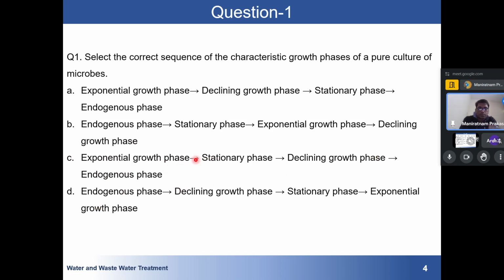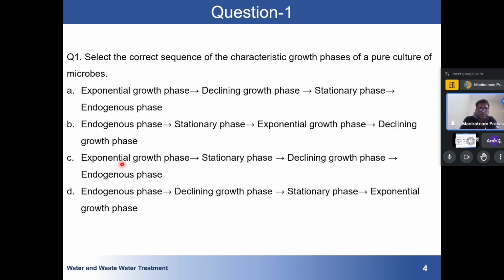But before concluding the answer, this was an MCQ question, that's why you were able to answer it. But suppose, imagine this as a subjective paper where you have to write the different growth phases of a pure culture of microbes.